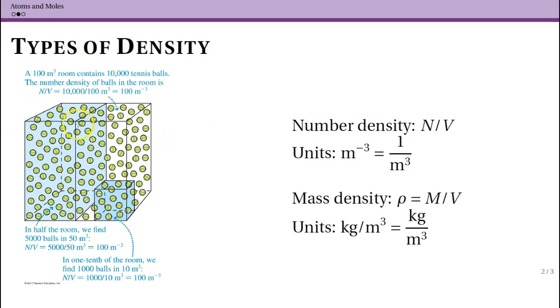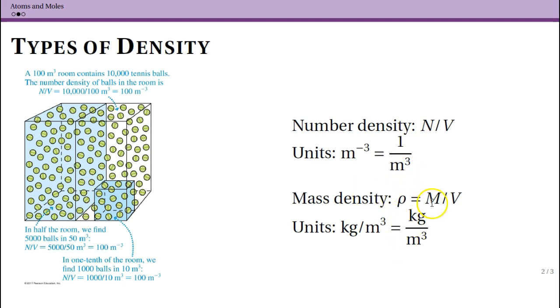And the idea is, if you imagine this tennis ball where they're evenly spread out, if we take different volumes of the room, we actually get different numbers of tennis balls. But when you divide the number of tennis balls in that volume by the volume, you get a constant value. So it's proportional. Now, number density is just units of m to the negative 3, which means 1 over cubic meters. So number per cubic meter.